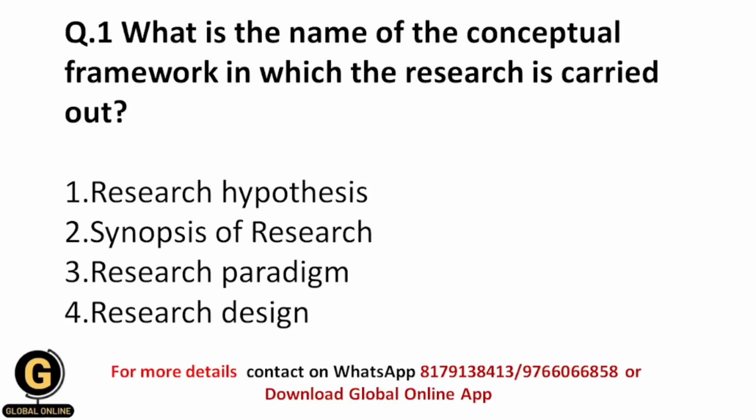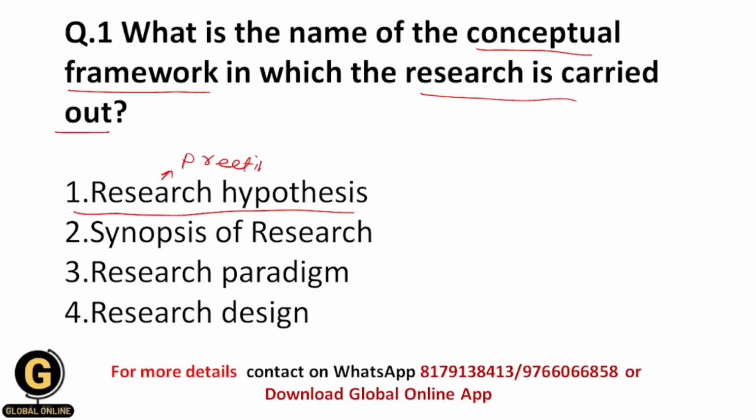Okay, so students, let us start with our first question. It has been asked: what is the name of the conceptual framework in which the research is carried out? The first option is research hypothesis. Research hypothesis is the part of research where you are predicting the solutions of your problems. So you are predicting something in this. It is not the conceptual framework of your research, and research is not carried out in it. So this is eliminated.